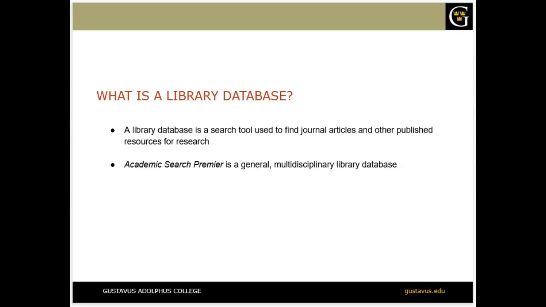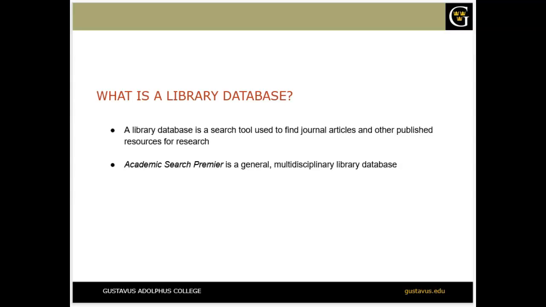A library database is a search tool used to find journal articles and other published resources for your research. The Gustavus Library subscribes to over 50 databases, and the focus of this tutorial is Academic Search Premier, a general multidisciplinary library database. It provides access to articles from a range of subject areas, and it's a good place to start your research on many topics. Many of the features I'll be highlighting are found in all article databases.